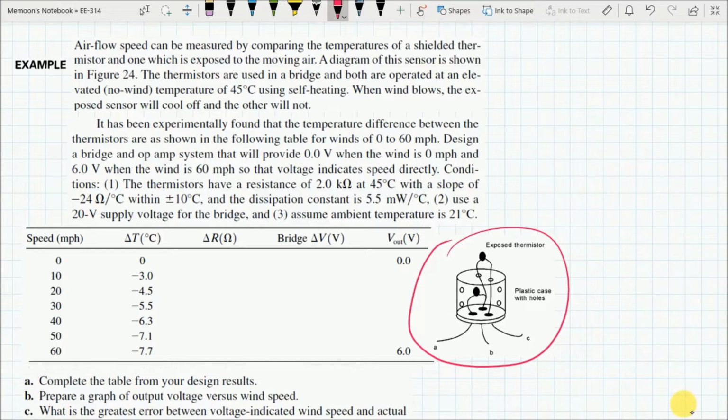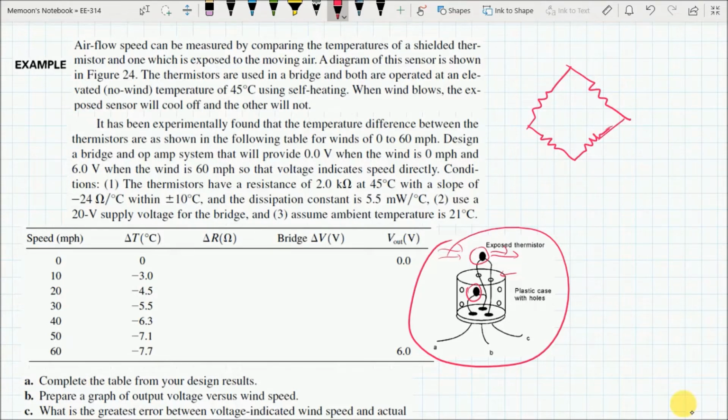So you have an enclosure. This is the enclosure, and you have one temperature sensor inside that enclosure that is shielded from any external environment, so no air will flow through this temperature sensor. And then you have this exposed thermistor that is outside this enclosure, and when the air flows, it will cool down this thermistor. And these two thermistors are connected in the form of a bridge. So just like in strain gauges, you had a dummy strain gauge and an active strain gauge.